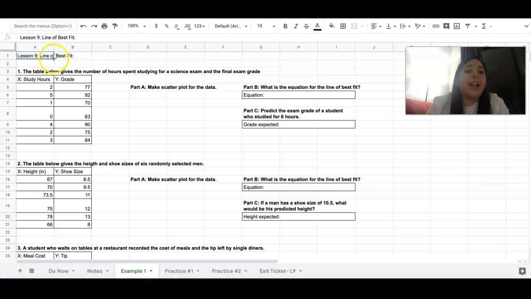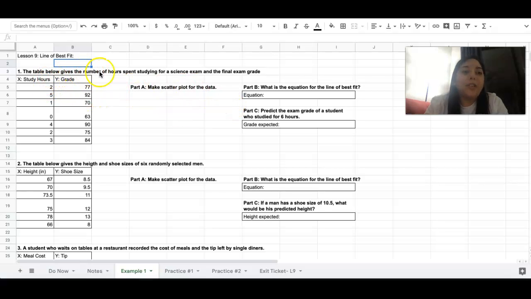So lesson 9, line of best fit. Basically, guys, you're going to be using your graphing calculator a lot. We're going to be using STAT. If you are using your graphing calculator, I am going to actually be using Desmos just to expose you to the different ways of doing things, okay? So there are 3 parts.